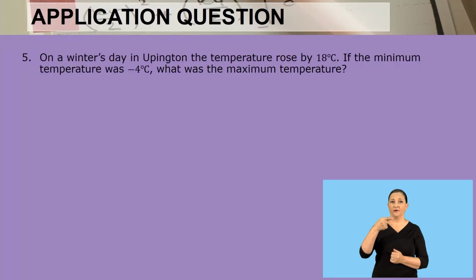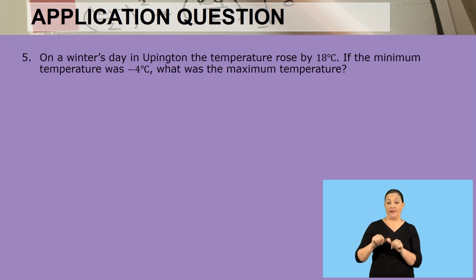Let's move on to our last example, and it reads: on a winter's day in Upington, the temperature rose by 18 degrees Celsius. If the minimum temperature was negative 4 degrees Celsius, what was the maximum temperature? We only know what the minimum temperature was, and we know by how many degrees it rose, but we don't know the maximum temperature. So how are we going to calculate that?